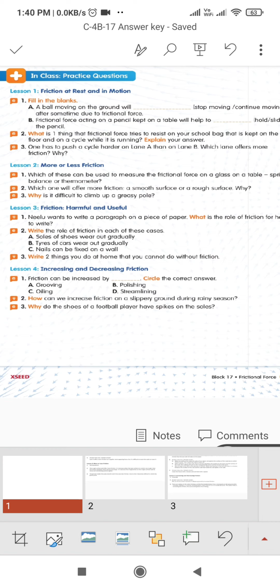Question number 2, how can we increase friction on a slippery ground during the raining season? We can increase the friction by throwing sand or gravel on the slippery ground. Remember, lubricants are used to reduce friction. So here the question is demanding that you increase the friction. For increasing friction, we can throw sand or gravel on the slippery road.